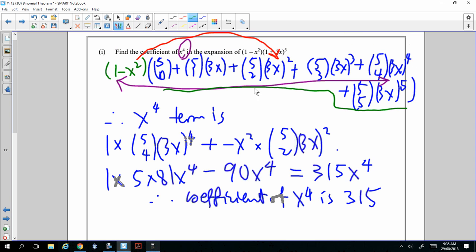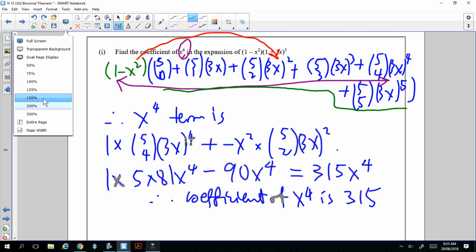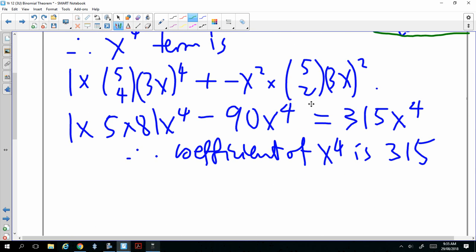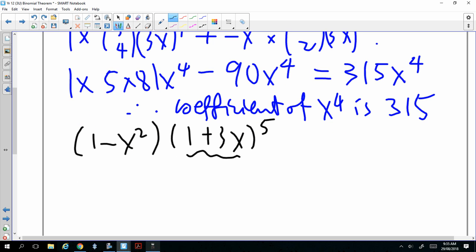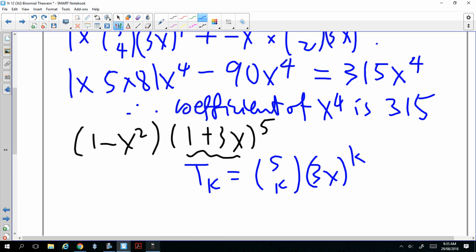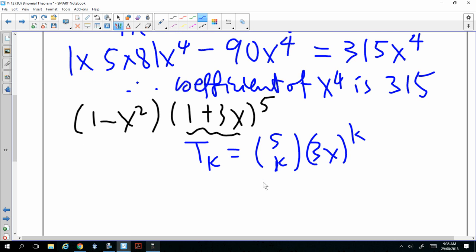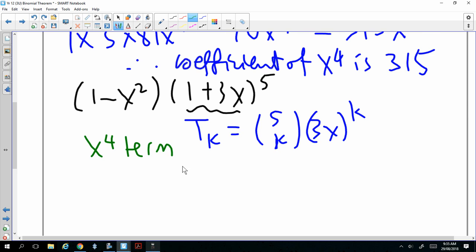So you write down the general formula, which is tk equals 5 choose k, 3x power of k. So therefore, to get the x power of 4 term, what do we do? You do 1 multiplied by t4, right? Because that has to be 4, plus negative x squared multiplied by t2. So you can cut down the unnecessary work. But if that's confusing for you, you can just write everything, just to be safe.